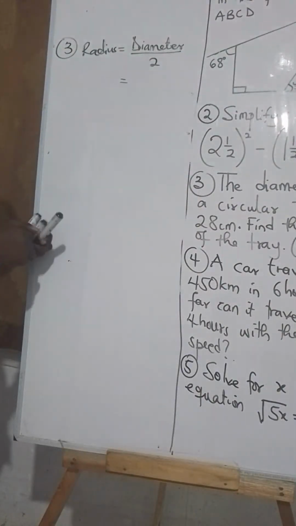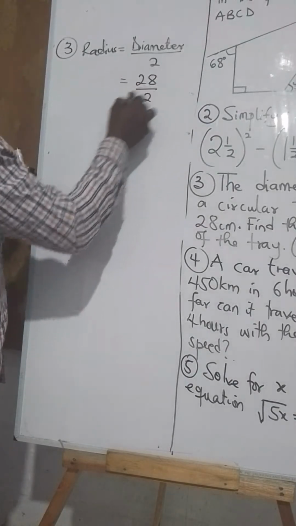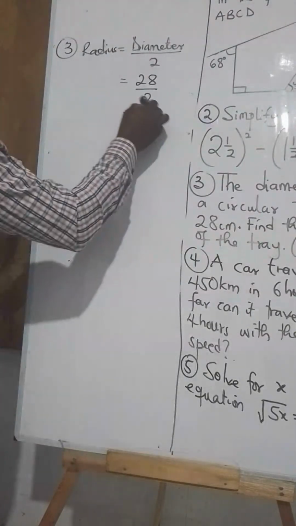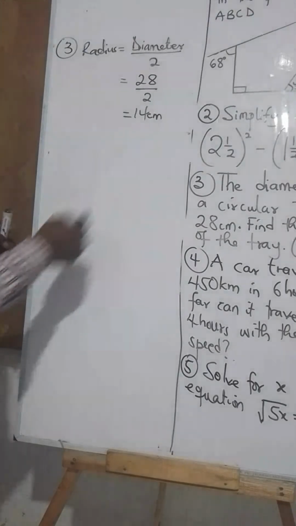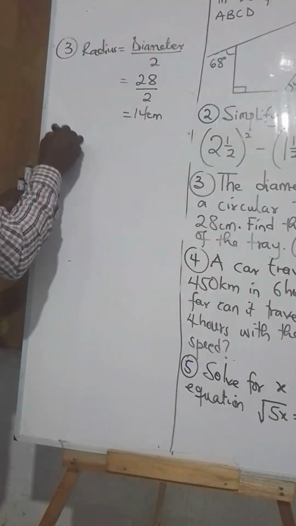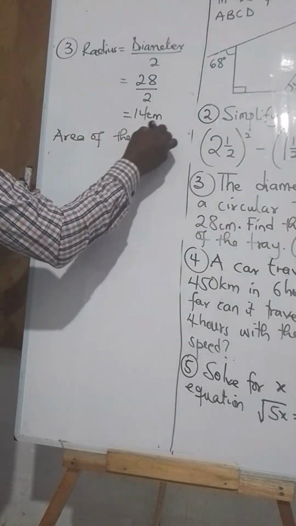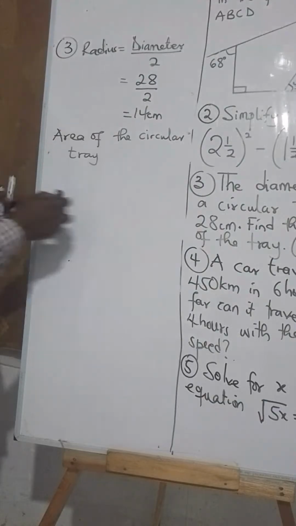So since the diameter is 28, we have 28 on 2, that will give us 14. So we got 14 centimeters here. Right, so from there I said we should find the area of the circular tree.